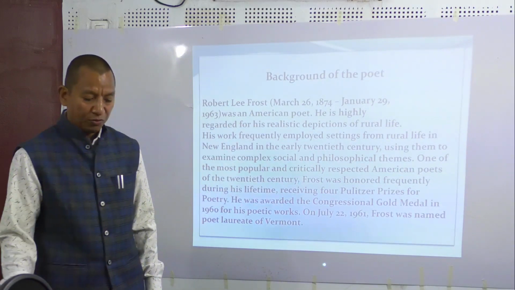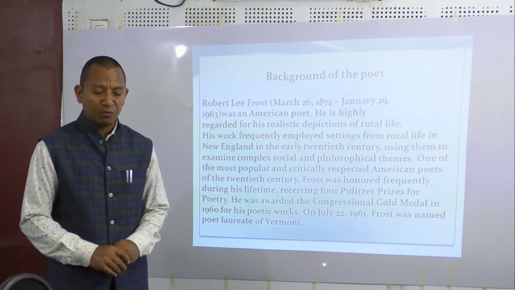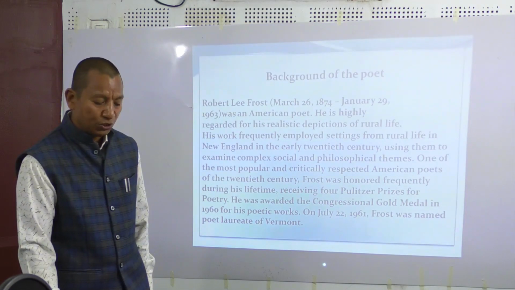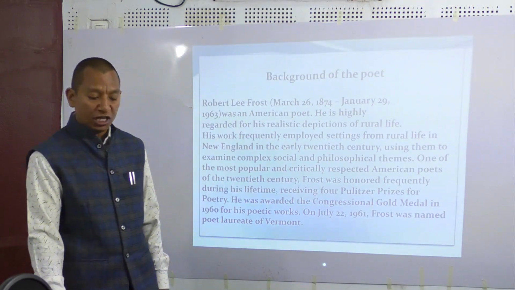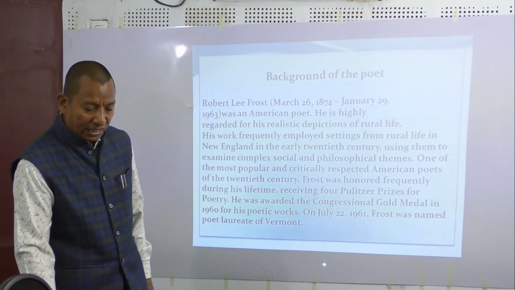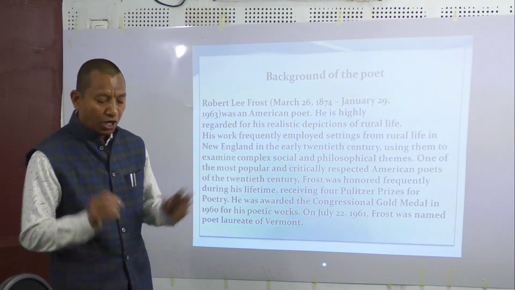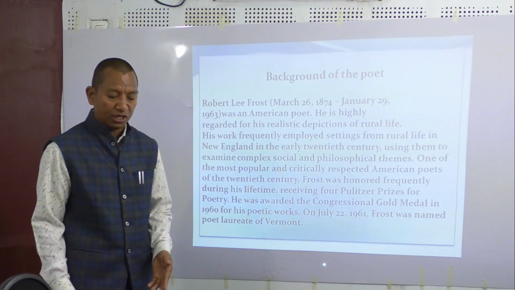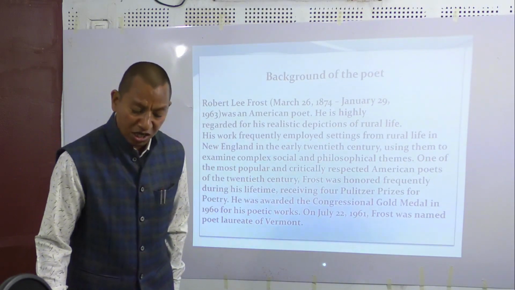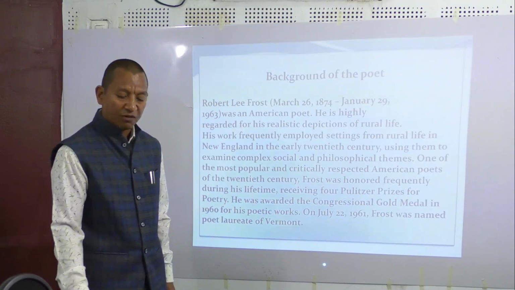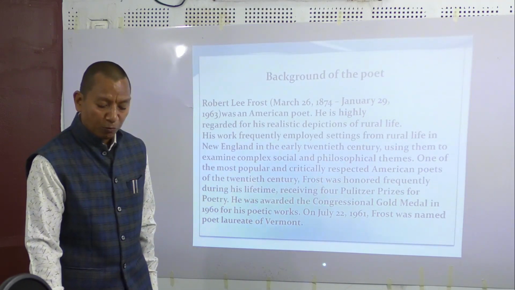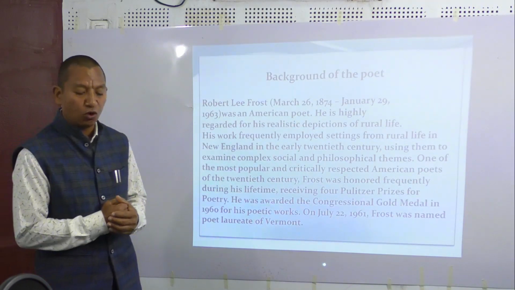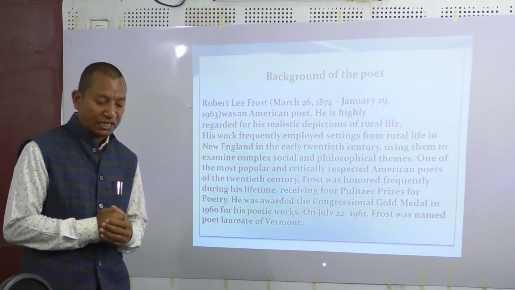His works frequently employed settings from rural life in New England in the early 20th century, using them to examine complex social and philosophical themes. One of the most popular and critically respected American poets of the 20th century, Frost was honored frequently during his lifetime, receiving 4 Pulitzer Prizes for poetry. He was awarded the Congressional Gold Medal in 1960 for his poetic works.